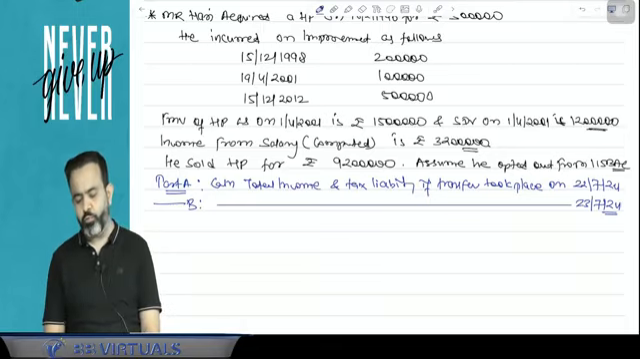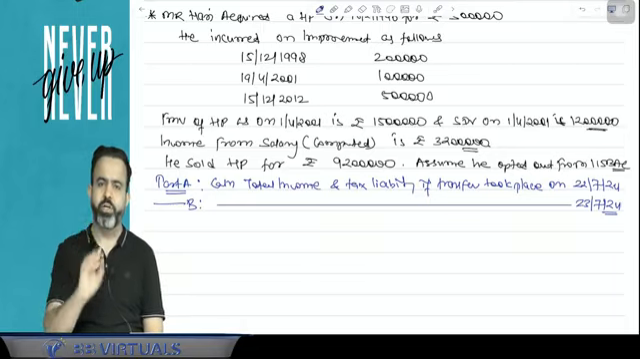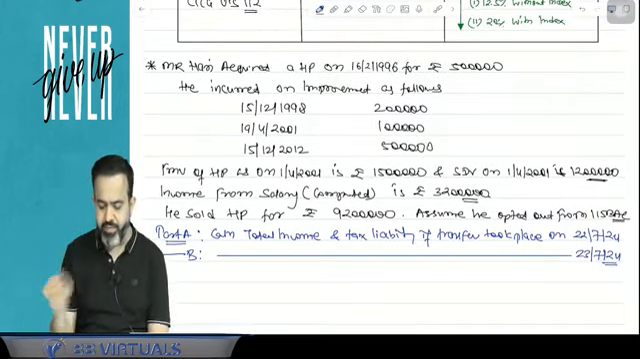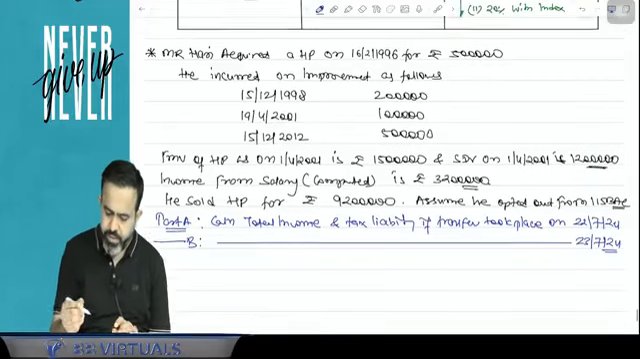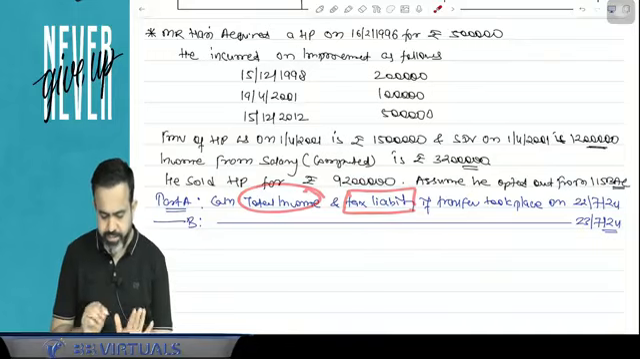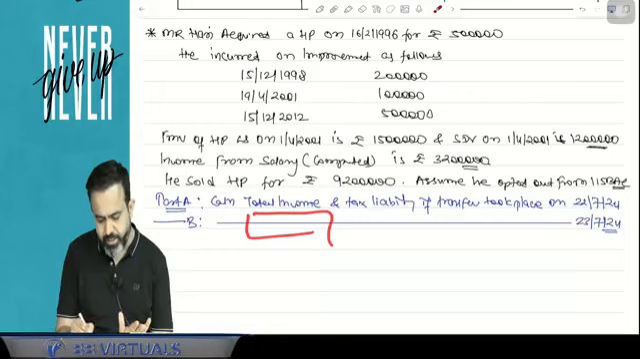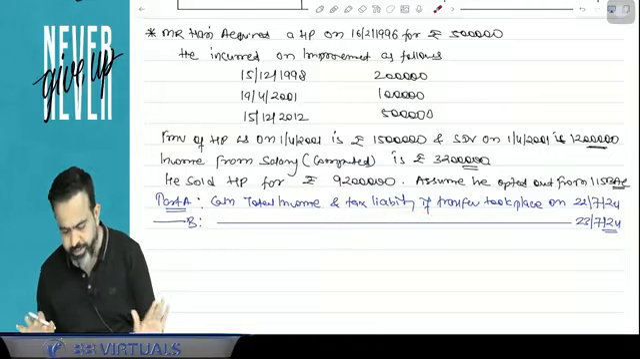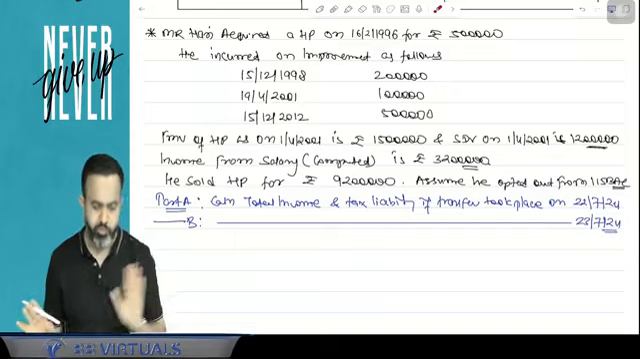If all your four answers are right, you will be rewarded with 51 rupees, because I will ask you four answers. First is the calculation of total income and tax liability in this part, and second is the calculation of total income and tax liability in this part. So if all your four answers are right, then you will be rewarded with the 51 rupees.